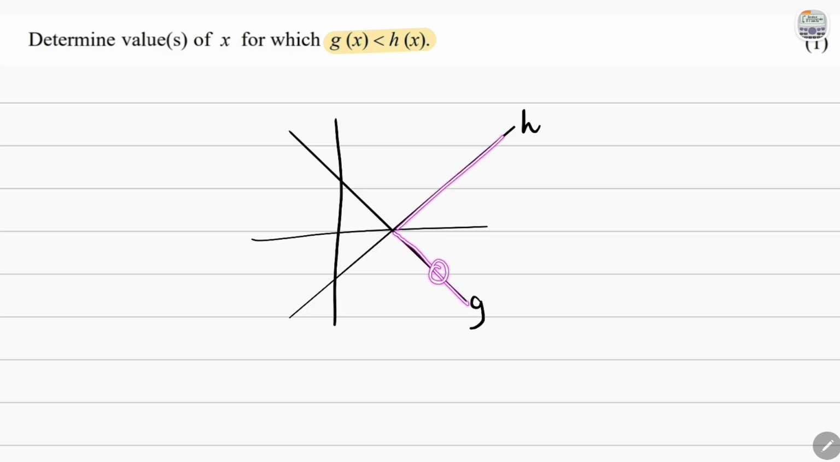Because, for example, take this point over here. You see the y value of g? It's a negative value. Then for the same x value, look at the y value of h. It's this positive value. This is higher than this. So we're just looking for where the graph of g has lower values than the graph of h. In other words, where is g below h?